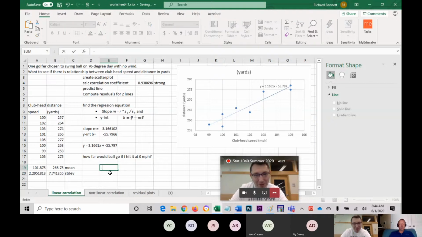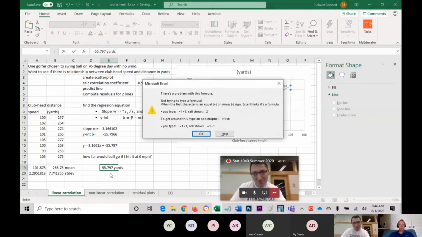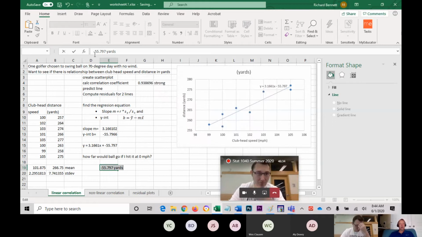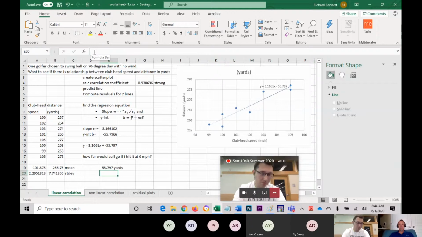55.797 meters. Yes, it would go backwards. 55.797 yards. Okay. So hopefully that would be proof right there. That prediction outside the range is a little bit risky.